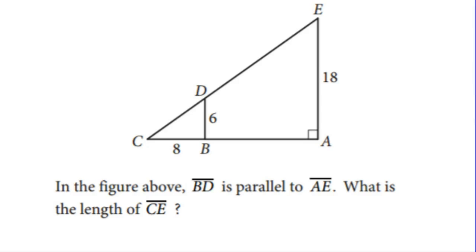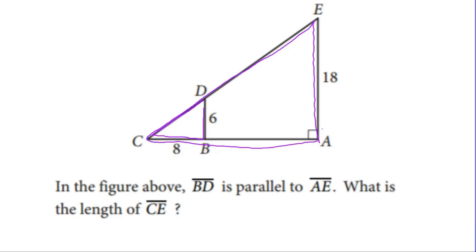So it says that BD is parallel to AE, so that means that these two sides here are parallel. Okay, and then it wants the length of CE, which is this whole length here. As I look at this diagram, the first thing that I notice is that I've really got two triangles here. I've got a smaller triangle in here, and then I've got the entire triangle right here. Since I have two triangles, and since these sides BD and AE are parallel, that tells me that these are actually similar triangles, which means I could set up a proportion to try and solve for CE.